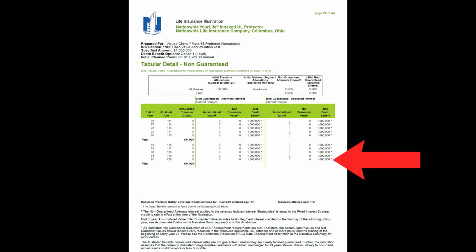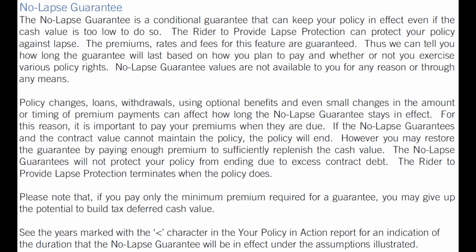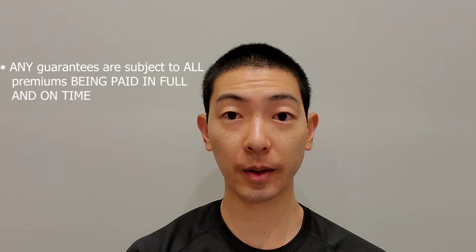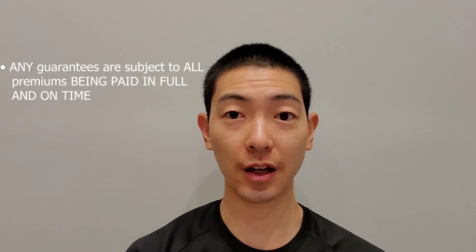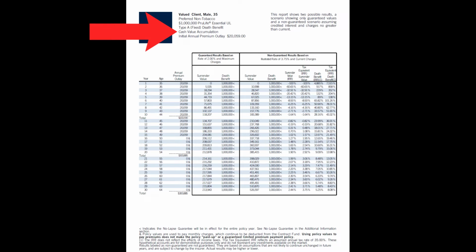Another best practice is also to see if there is any type of guarantee for the death benefit and the age when that ends. Look for this on both the non-guaranteed illustration pages and the guaranteed values, particularly for IUL for guaranteed death benefit. Most UL policies do not have a guarantee unless it is a GUL. Guarantees are always subject to all premiums being paid in full and on time from the perspective of the insurance company.